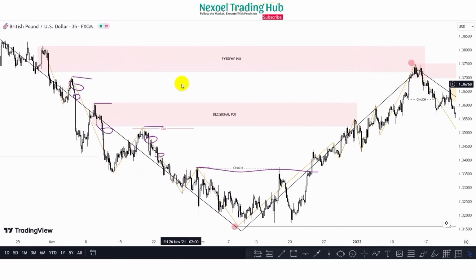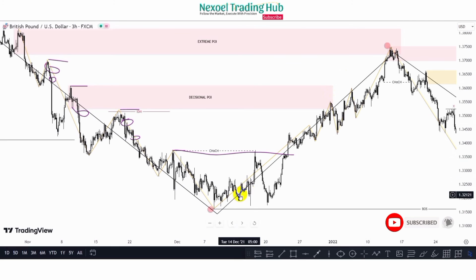So you can now see price return and took out the inducement after price mitigated the extreme point of interest. Don't forget that the extreme point of interest was actually spotted out from the daily time frame. So this is not a price reversal. This is price pulling back to mitigate the decisional point of interest or the extreme point of interest. You can see we have the daily inducement resting here. So you can now see price came and mitigated the extreme point of interest.